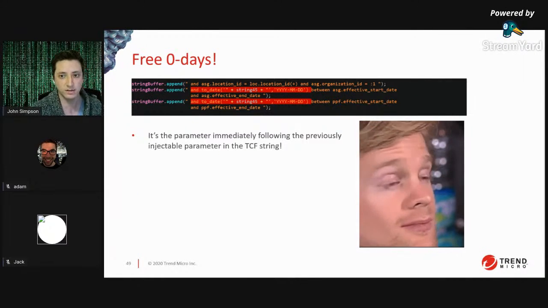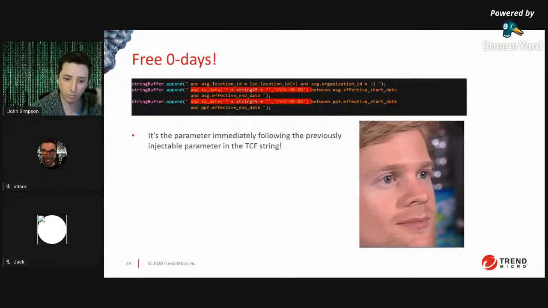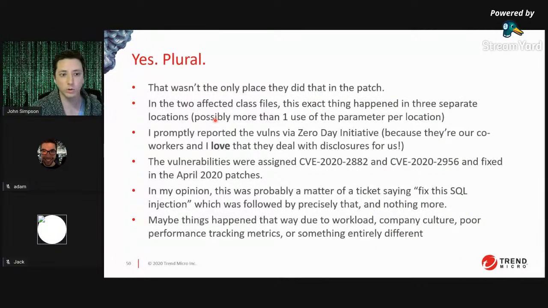So yeah, there were multiple places. Like when I say free 0 days, I mean plural. There were 2 affected class files, this exact same thing where literally it was fix the one line and then the line below and 2 lines below, we don't bother to fix. There were 3 separate locations in 2 class files. And each location, some of those parameters, like the one I just showed you, were used in sometimes more than one location.